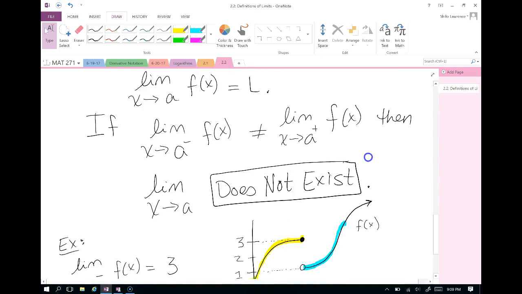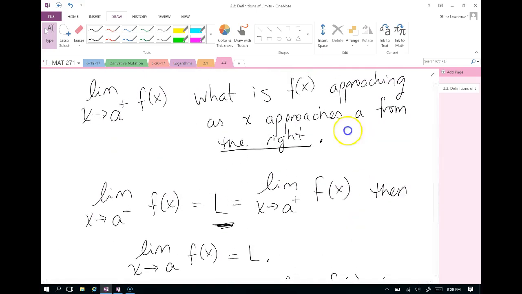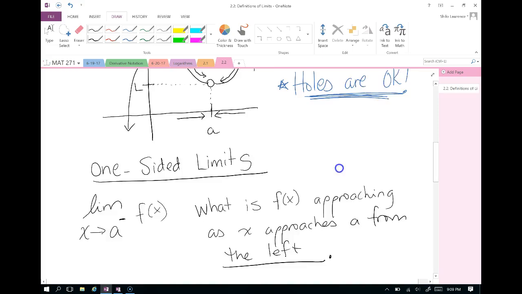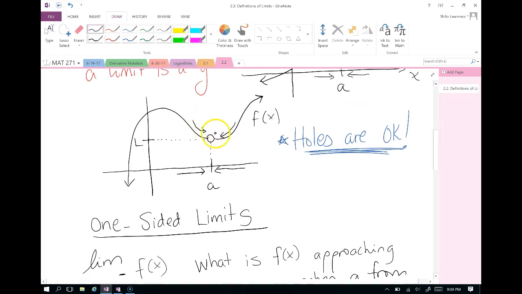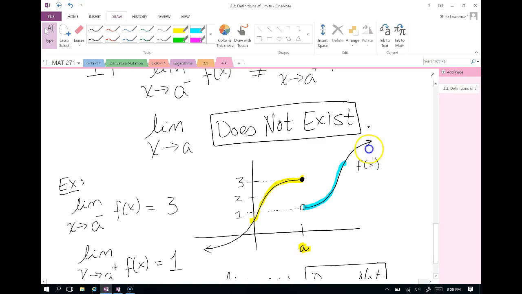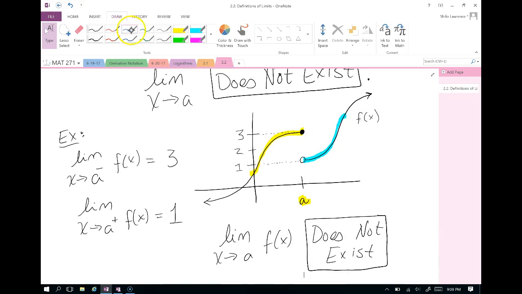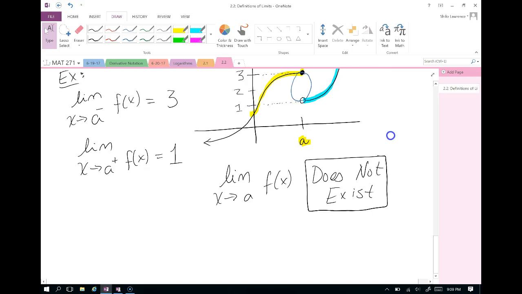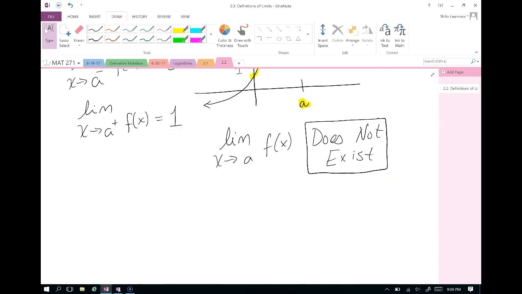So holes are fine. What we saw up here, holes are fine because they're approaching the same number on both sides. So that's why holes are okay. But what's not okay are these big gaps in between. This graph has a big old gap in between where we completely jump y values. On the left it's at 3, on the right it's at 1. So that limit would not exist.